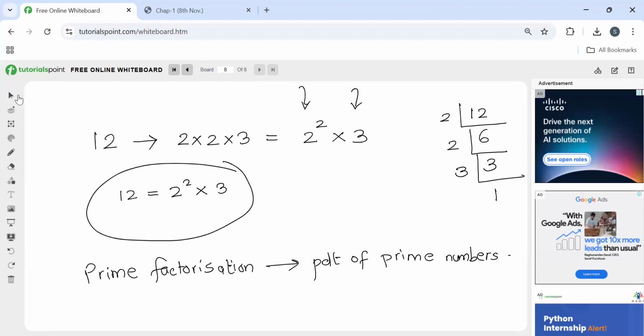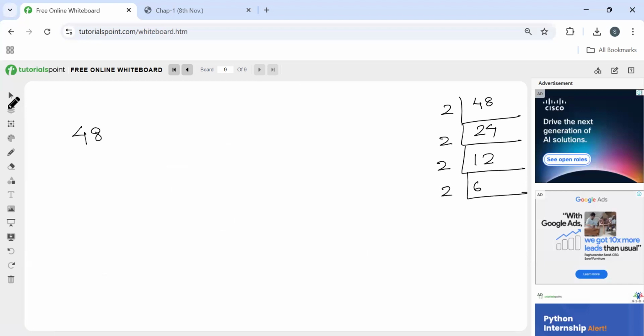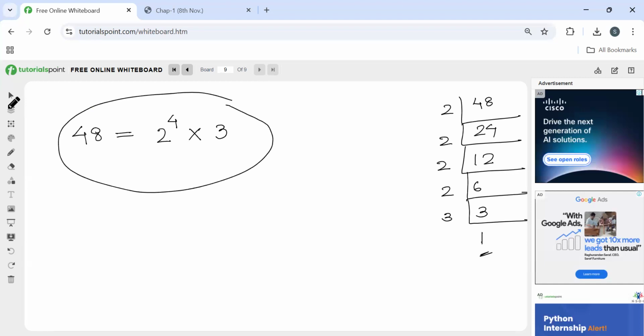Let us take one more example, a bigger number, 48. If you divide 48 by 2, you get 24. 24 by 2 is 12. 12 by 2 is 6. 6 by 2 is 3. And 3 divided by 3 is 1. So you can stop when you get 1. So 48 can be written as 2 multiplied 4 times, that is 2 raised to 4 into 3. This is the prime factorization of 48.